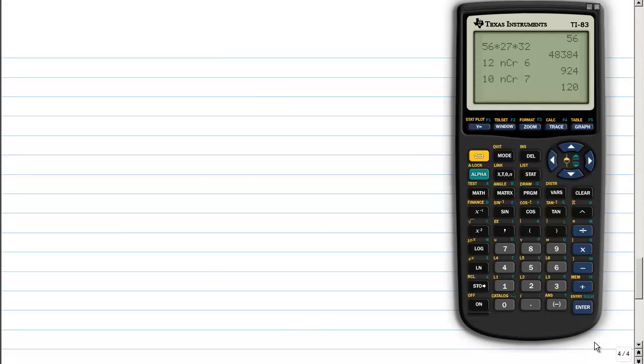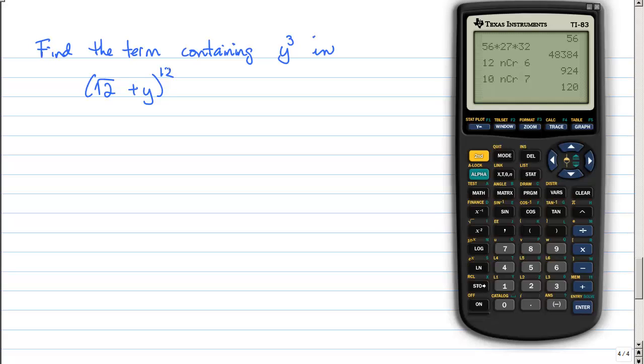Now, let's turn it around, and I ask you these kinds of questions. I'm not asking you what term. After you've got it all done, I want the term that has y cubed in it. Well, so I start writing down my parentheses.